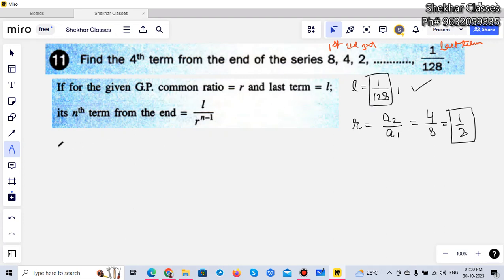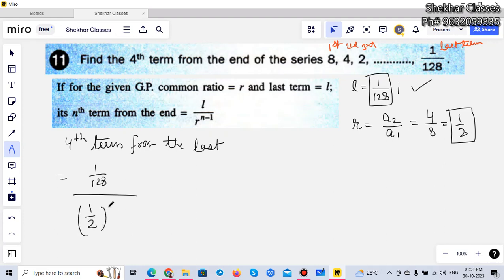So since we have to find the fourth term, so this is, right, fourth term we can say from the last, from the last will be what? That is, L is how much? 1 upon 128, the whole thing divided by what? R, which is 1 upon 2, the whole power 4 minus 1. Why? Because it is the fourth term that we have to find.